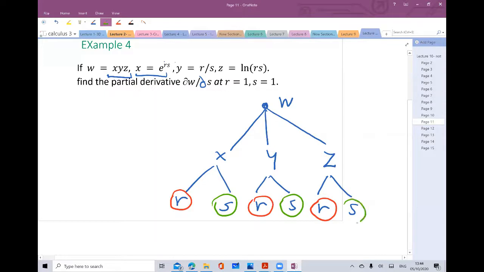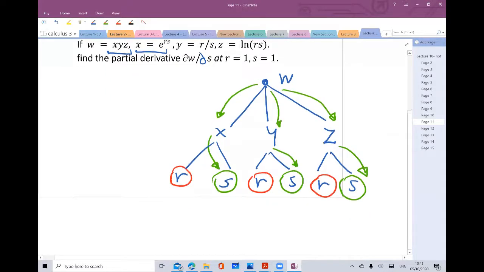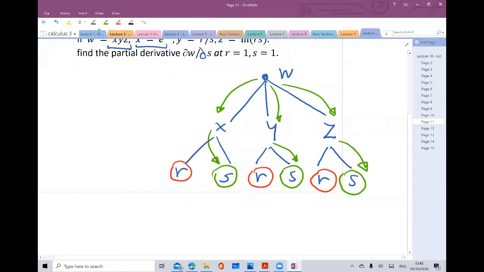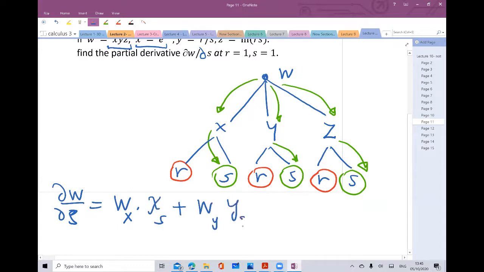So I have three terms in my function. I'll go partial w_x, partial x partial s, w_y, y_s, and w_z, z_s. I have three branches. Let's write it. Partial w partial s is equal to w_x times x_s plus w_y times y_s plus w_z times z_s.